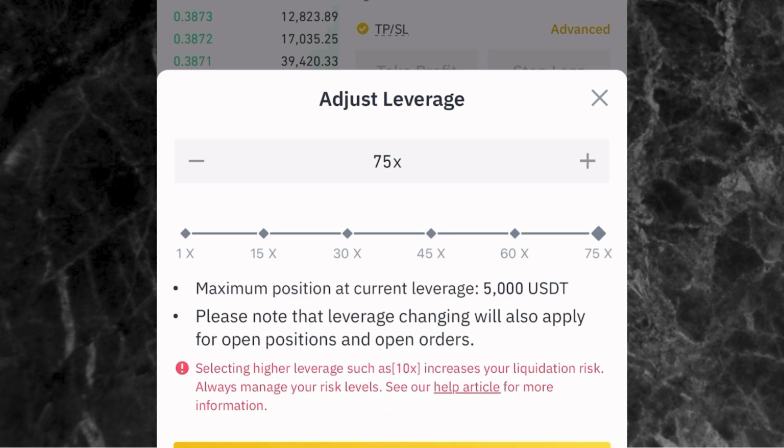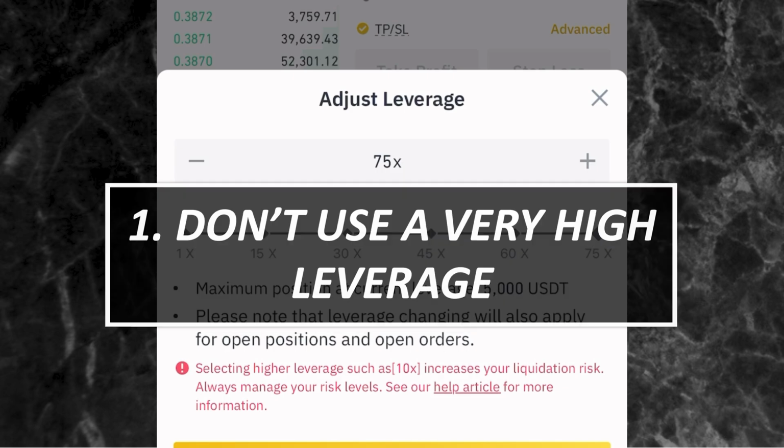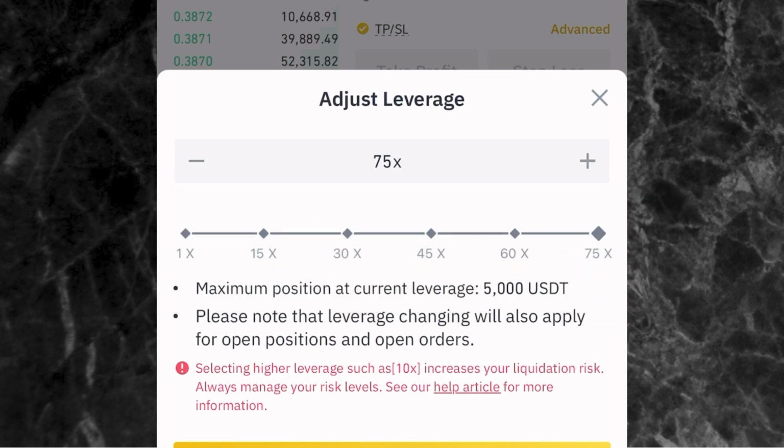Now to the do's and don'ts of leverage and futures trading. Number one is don't use a very high leverage. Always go for lower leverage. This is because if you are using a very high leverage, it increases your chances of getting liquidated.